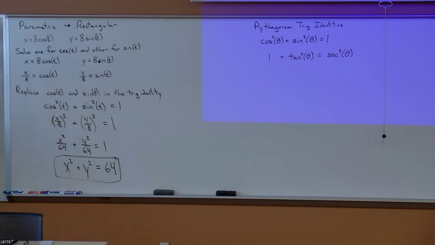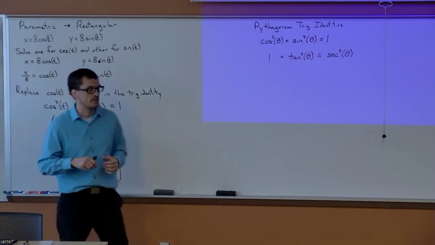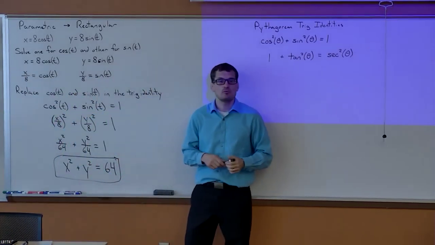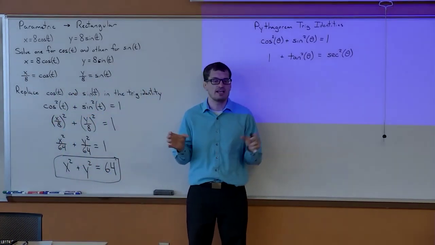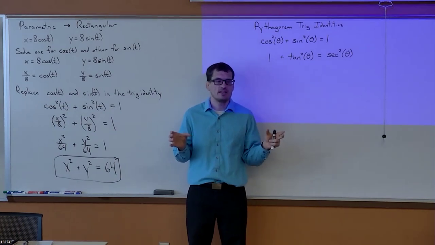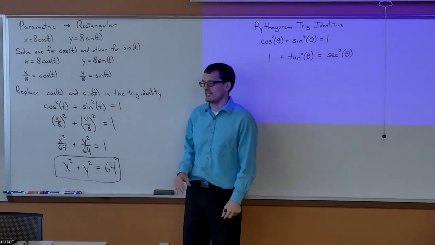X squared plus y squared equals 64. So we use those Pythagorean identities and I use substitution, but I call it indirect substitution because you're substituting both the cosine and the sine. And you're using a trig identity.